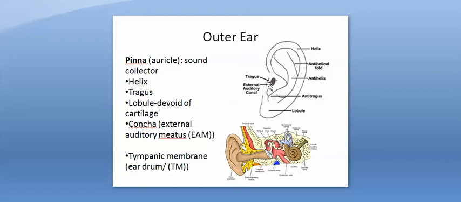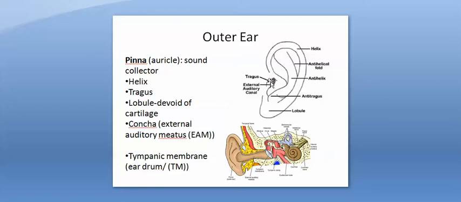Some people have pierced this. It's not common, but some people do pierce their tragus. Your lobule. The lobule does not have any cartilage, whereas the rest of your auricle is comprised of cartilage. So you'll notice on your cranial skull that the whole outer ear is gone because that's cartilage and not bone. And then we have our external auditory meatus. We also call that our concha, or we can call it our external auditory canal, but that's this guy right here. And you can see part of that on your cranial skull.